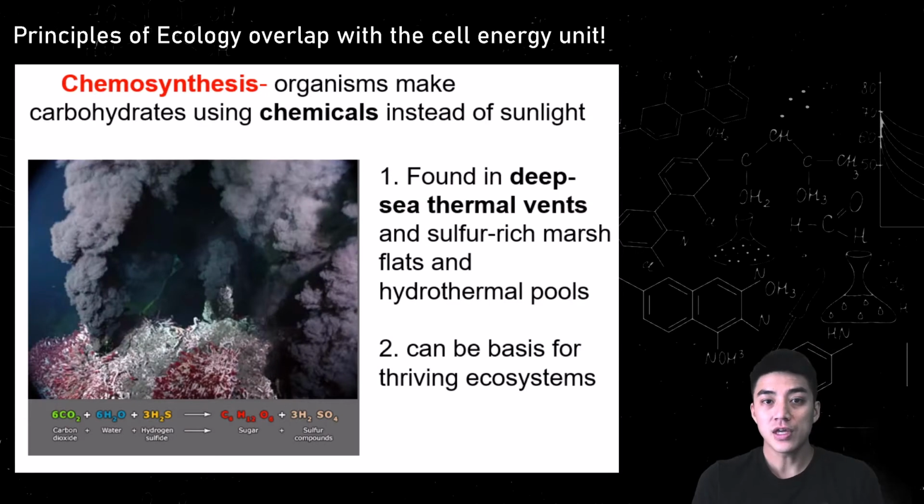We also can't forget to mention chemosynthesis, which is making energy without sunlight, so using chemicals instead. And this is prevalent in deep sea hydrothermal vents where it's really dark and you can't get sunlight. So these organisms rely on using chemosynthesis to produce energy, to produce sugar.